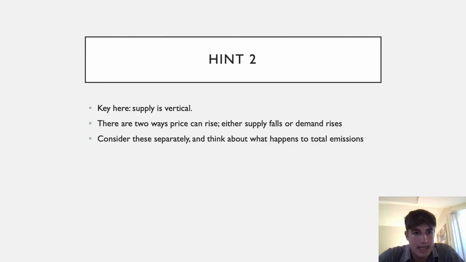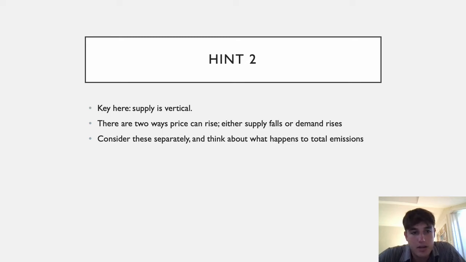Now, my second hint is that the key here is that supply is vertical. Supply is fixed. That's the point in a cap and trade. You've capped supply. And this is a really, really regular thing to go wrong on, so don't worry if you have gone wrong on it. In fact, by really regular, I mean I think only 2 or 3 people that I've done practice interviews for have got it right. So if you have got it right, give yourself a pat on the back.